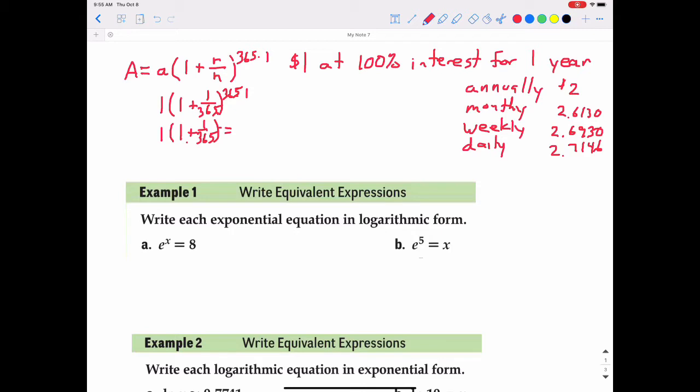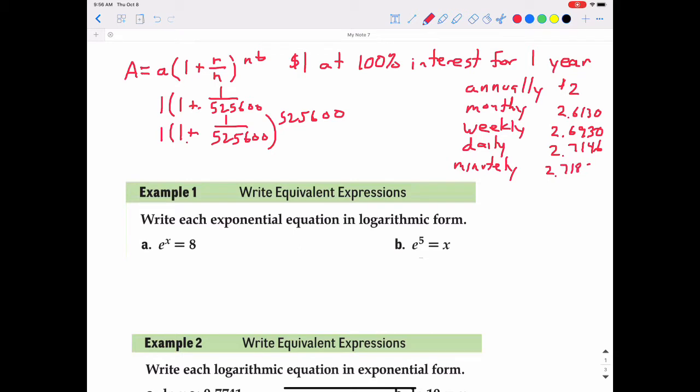Minutely would be 525,600 times per year. In minutely, you would get 2.71828. So anyway, the whole point of this exercise is to show you that even though you're compounding many, many more times per year, notice that it is not earning that much more interest per year. I mean, we're just getting a few extra pennies when it goes from monthly to weekly to daily, and from daily to minutely, it's actually fractions of pennies.